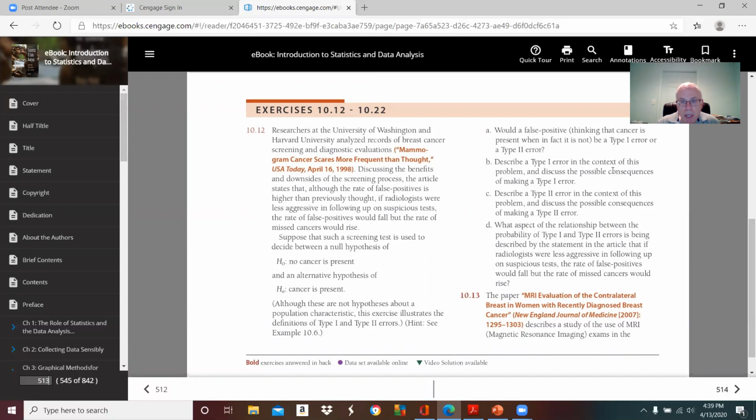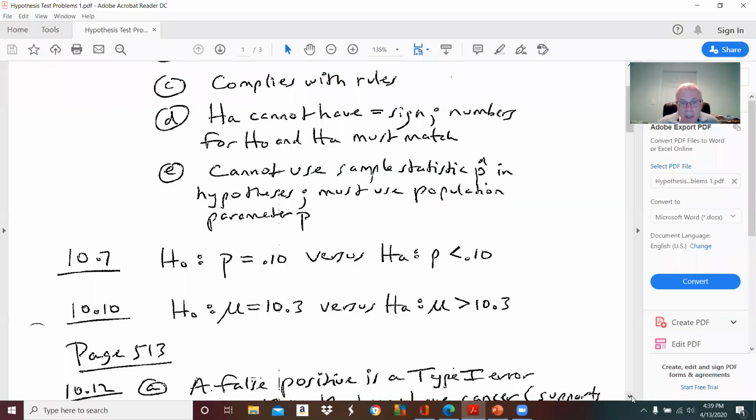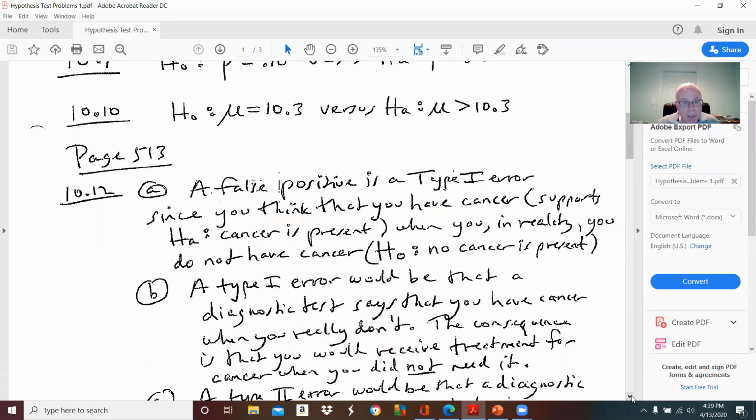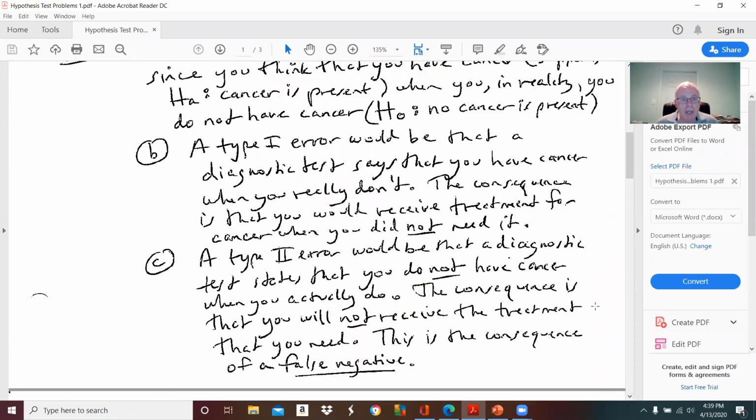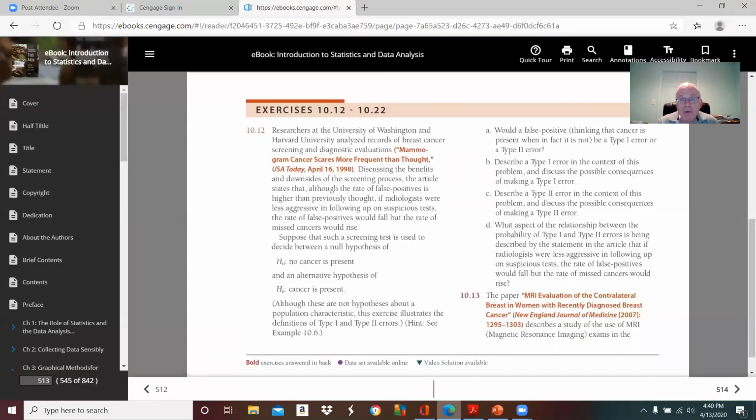Describe a type 1 error in the context of this problem and discuss the possible consequences of making a type 1 error. So a type 1 error would be that a diagnostic test says that you have cancer when you really don't. But the consequence is that you would receive treatment for cancer when you did not need treatment. C, of course, asks for a type 2 error. That's what the next question is. Describe a type 2 error and what the consequences are.